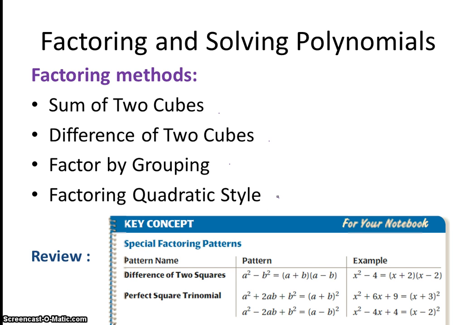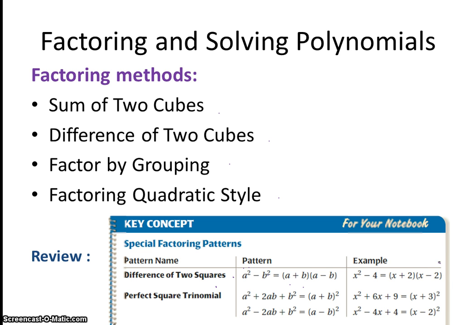So when we did factoring with quadratics, we had some special patterns. The review is down here at the bottom. You have the difference of two squares. If you had a perfect square minus a perfect square, it factored as a plus b, a minus b, with an example on the side.